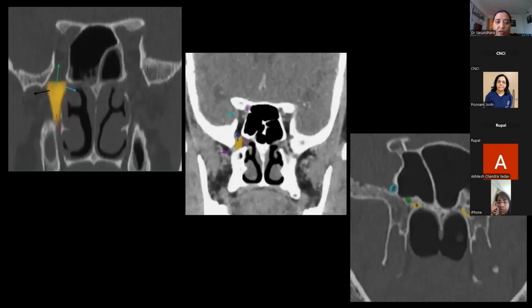Now, palate lesions also have a lot of submucosal glands. So when we report palate carcinomas, we not only look at eggshell and sagittal images, but our coronal images also become very important to tell about the bone erosion or perineural spread.